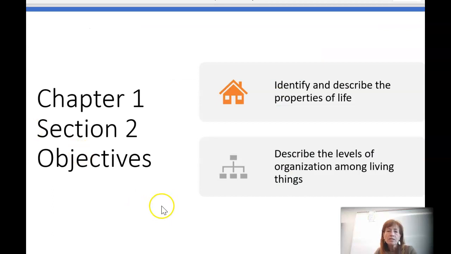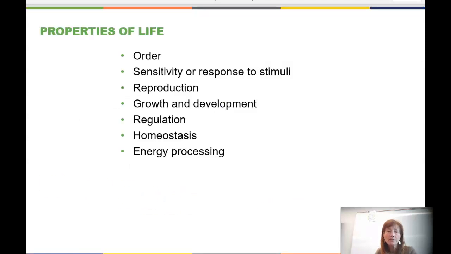In Chapter 1, Section 2, however, we're looking now at more of the details of what is life, what are properties that all living things have, and at least as a start, how we can show organization within this large thing that we call life. So, properties of life include this listing: order, sensitivity or response, reproduction, growth and development, etc.